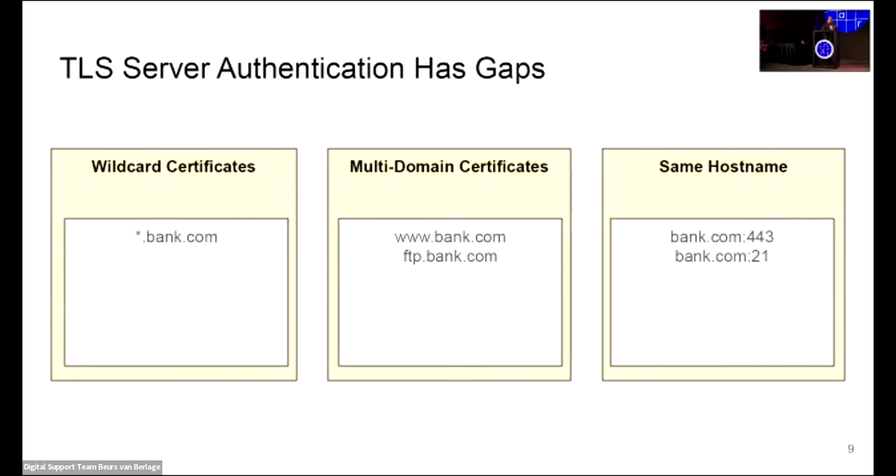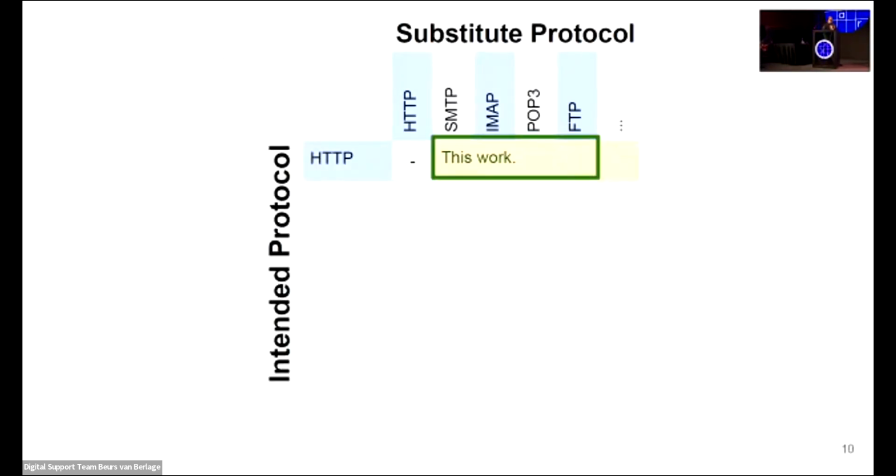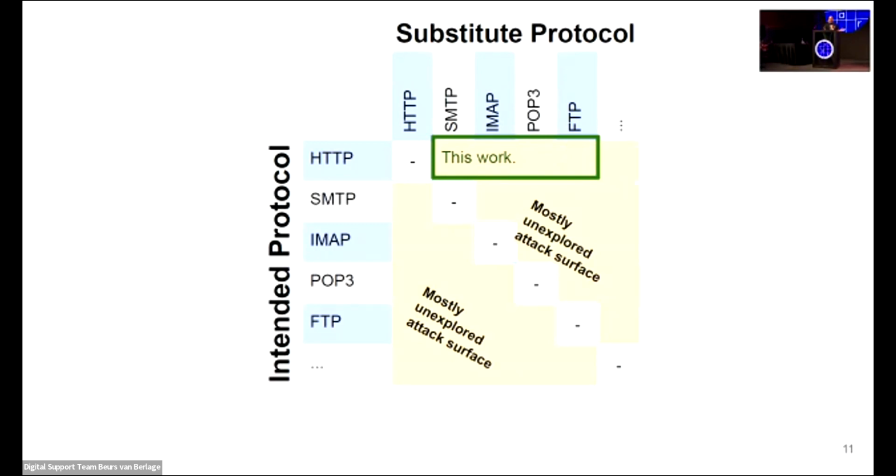So in this work, we consider only cross-protocol attacks on HTTPS, exploiting an application server speaking SMTP, IMAP, POP3, or FTP. But I want to make sure that you understand that potentially any TLS speaking protocol can be redirected to any other. So the number of possible cross-protocol scenarios across all TLS protocols and services grows quadratically, and we have not explored most of them.